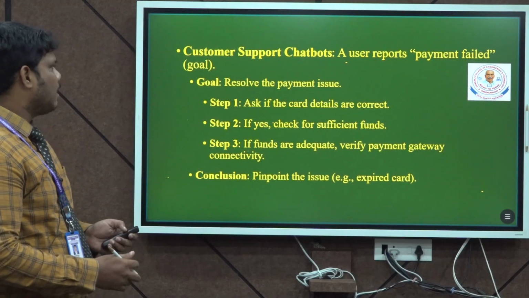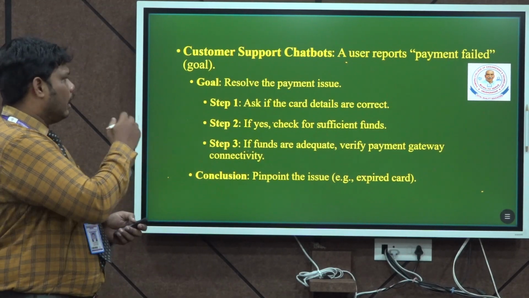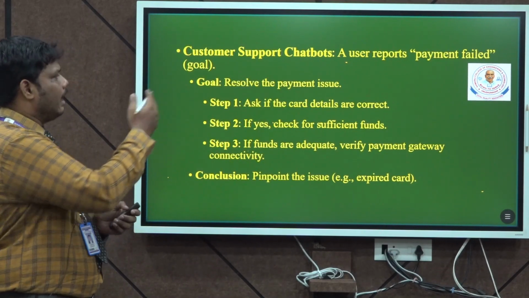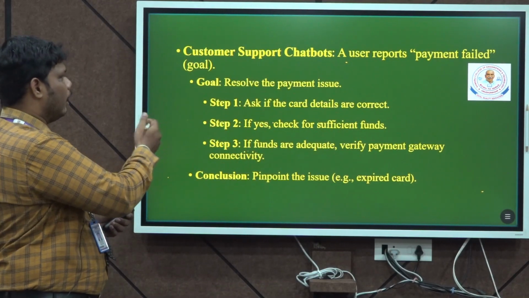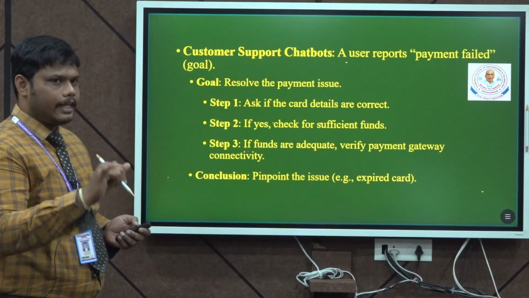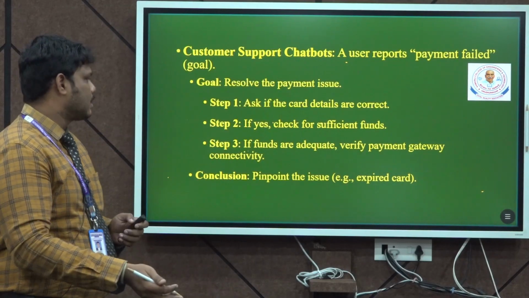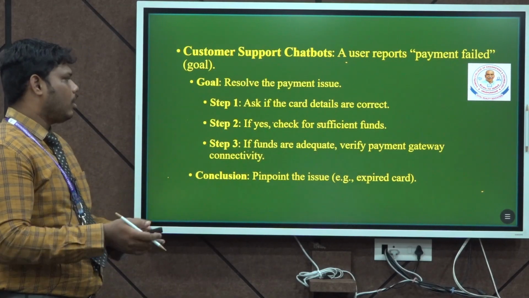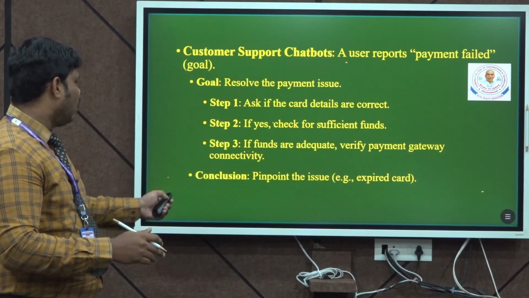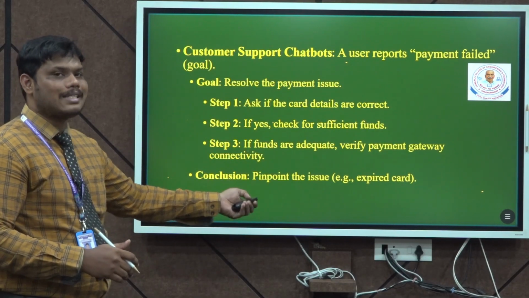And the last one is a customer support chatbot. A user reports a failed payment. Say we are using an online payment app, the customer has a goal, because the payment failed. To resolve this payment issue, step 1, ask if the card details are correct. Second step, check for sufficient funds. Step 3, if the funds are adequate, verify the payment gateway connectivity. If all these are fine, then the conclusion pinpoints the issue. For example, I have mentioned the card is expired.